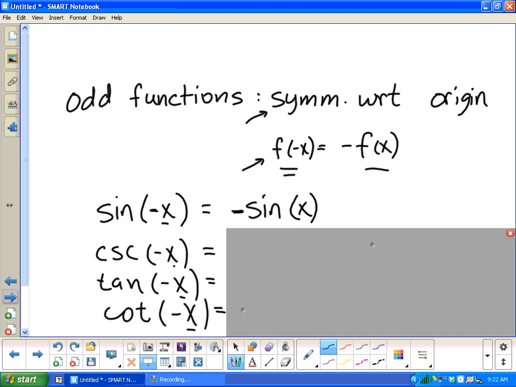Let's talk about why we want to do that. On our unit circle, we usually think of our angles in a positive way, don't we? Instead of a negative. So this bypasses finding a coterminal angle. I don't have to find any coterminal angles anymore with negative angles. I can just change it to a positive angle and throw the negative out front.